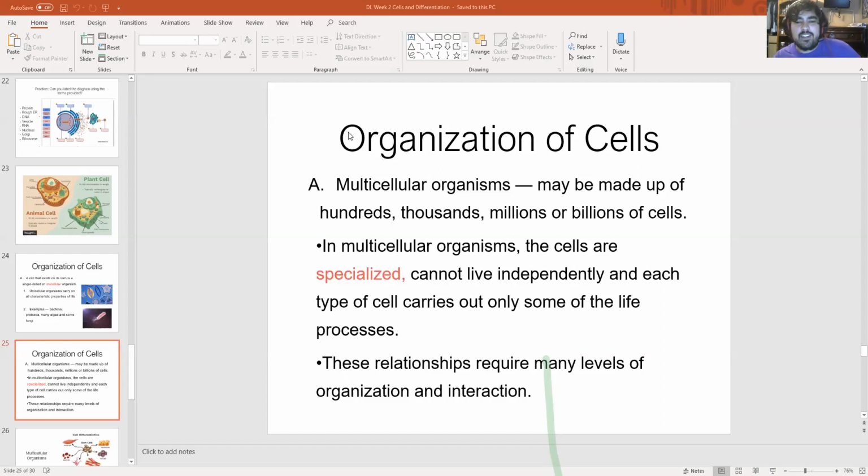Do you want to be a bacteria? I don't want to be a bacteria. Well, I mean, you're perfectly capable of being a bacteria if you want to be. It's up to you.